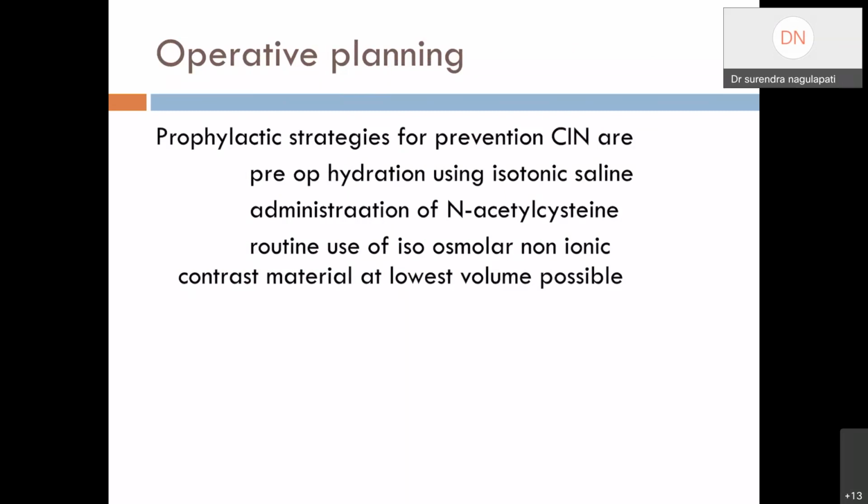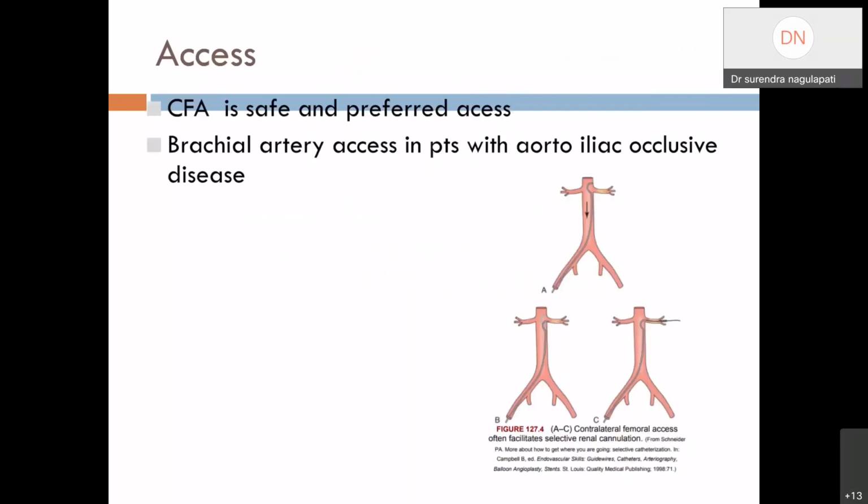Coming to when we should do angioplasty or angioplasty along with stenting, stenting is associated with superior technical success than balloon angioplasty alone, and the incidence of recurrent stenosis is also low with stenting. For access, the contralateral femoral access is ideal, and brachial artery access is used in patients with aortoiliac occlusive disease.